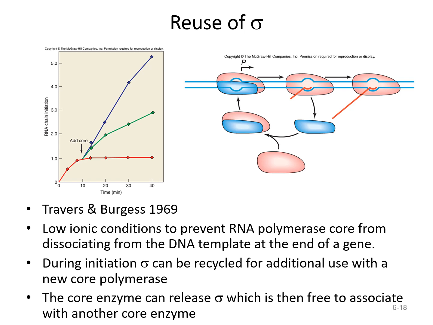From this slide you can see the sigma binds to the core enzyme, directs the holoenzyme to the promoter region, and initiates the transcription. Then the sigma factor dissociates from the core enzyme, and the sigma can be reused by binding to another core enzyme to initiate another transcription. So the sigma factor can be recycled.